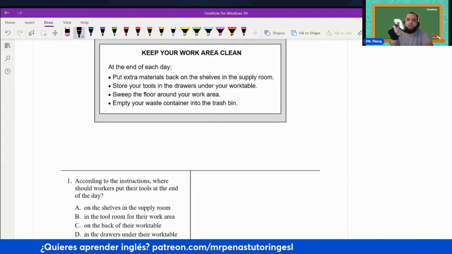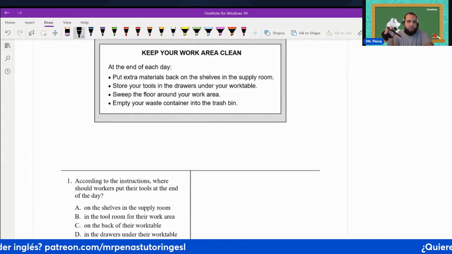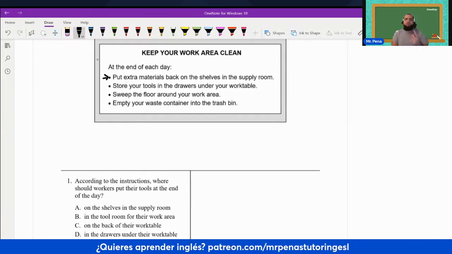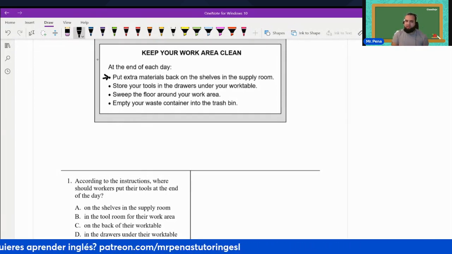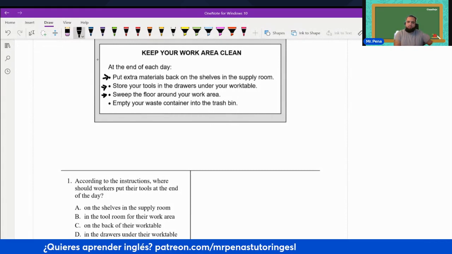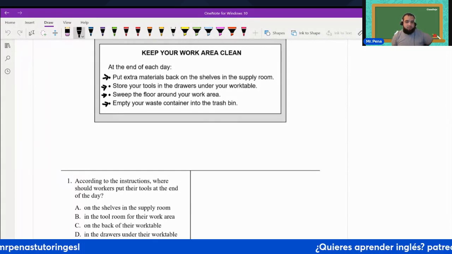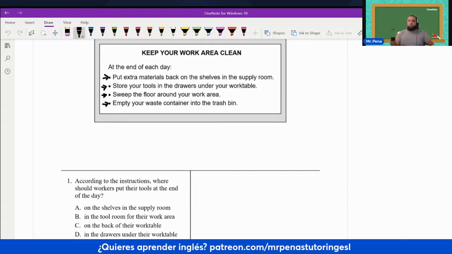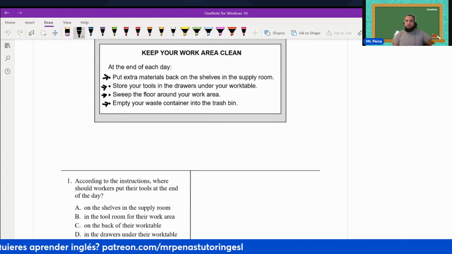It says here, keep your work area clean. At the end of each day, put extra materials back on the shelves in the supply room. Store your tools in the drawers under your work table. Sweep the floor around your work area. Empty your waste container into the trash bin. Number 1, according to the instructions, where should workers put their tools at the end of the day?